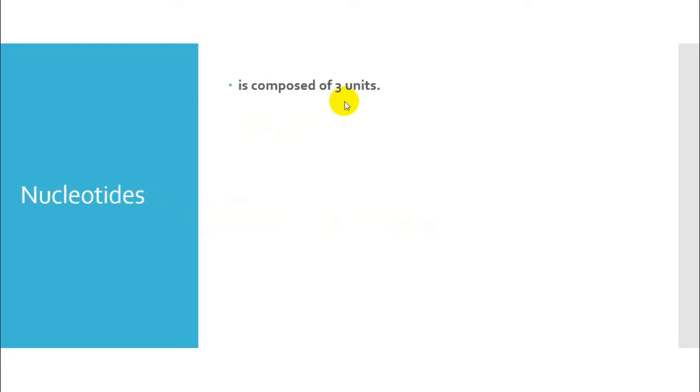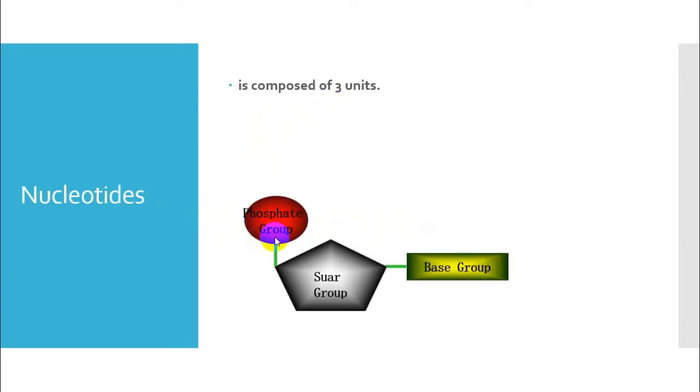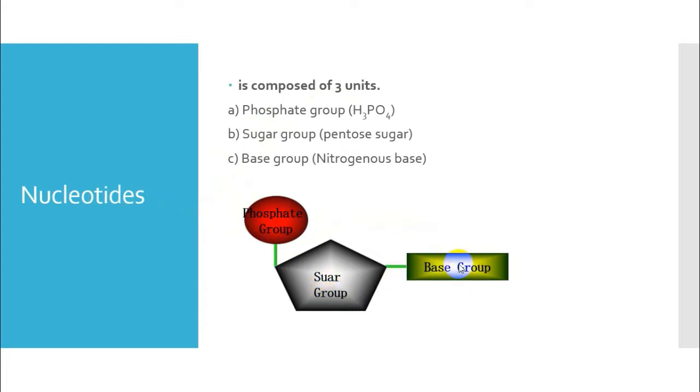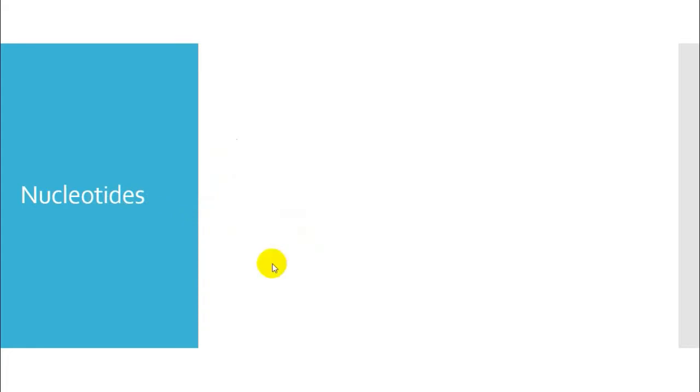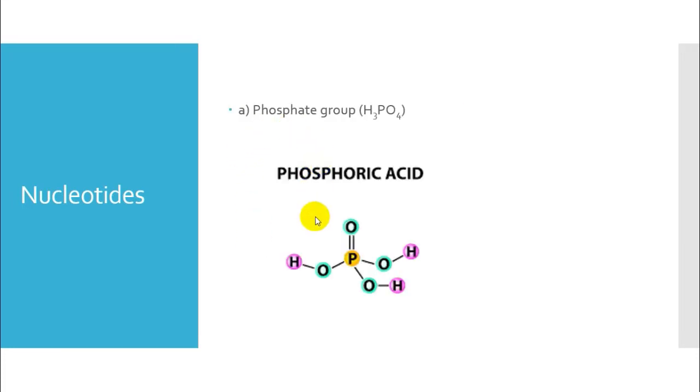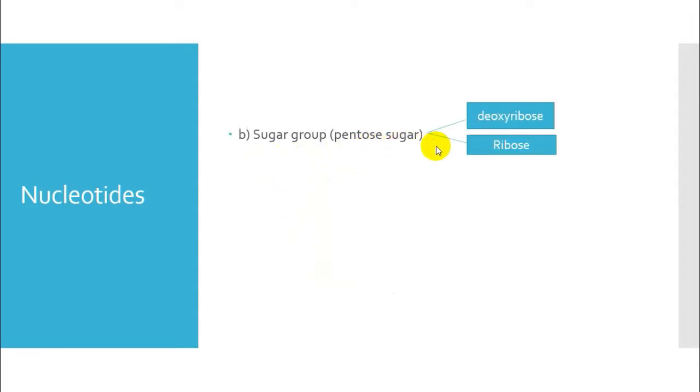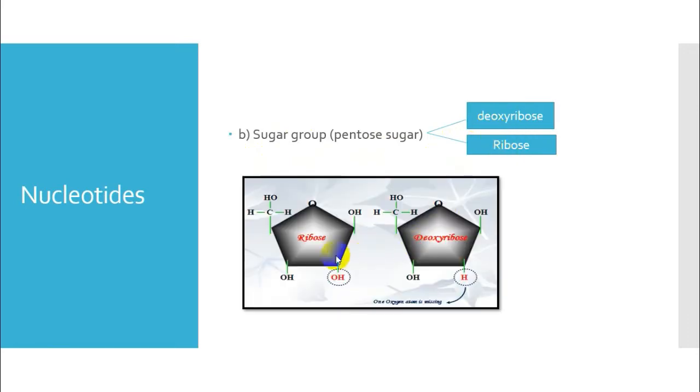Nucleic acid is composed of three units, which are phosphate group, sugar group, and base, which is a nitrogenous base. So the first group, phosphate group, is always phosphoric acid. The second group, which is the sugar group, is pentose sugar or 5-carbon sugar, and we have two kinds of pentose sugar, deoxyribose and ribose. This is the main structure of them. The difference between deoxyribose and ribose is having a hydroxyl or hydrogen group.